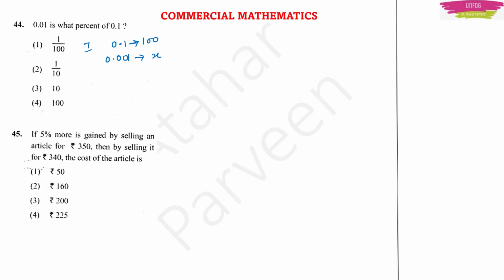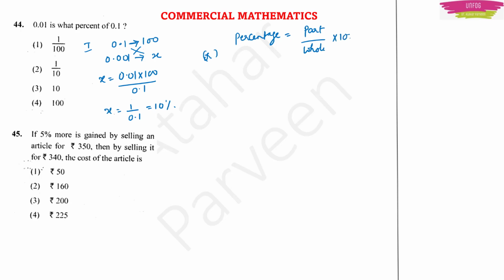So 0.1 is for 100%. Then 0.01 will be for what? Do cross multiplication like the unitary method. So x will be equal to 0.01 into 100 by 0.1, or x will be equal to 1 by 0.1. So this will be equal to 10%. Okay, so this is one method, or I have a second method also. See, percentage is equal to part by whole into 100%. This is the definition of percentage, right?